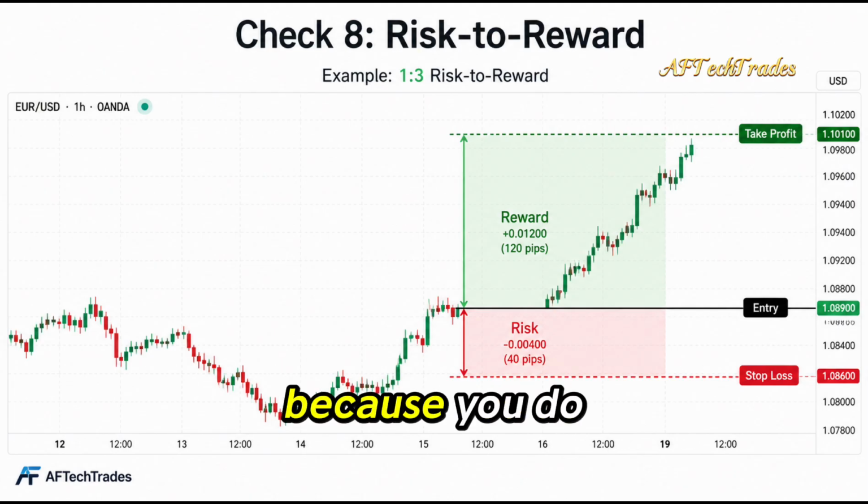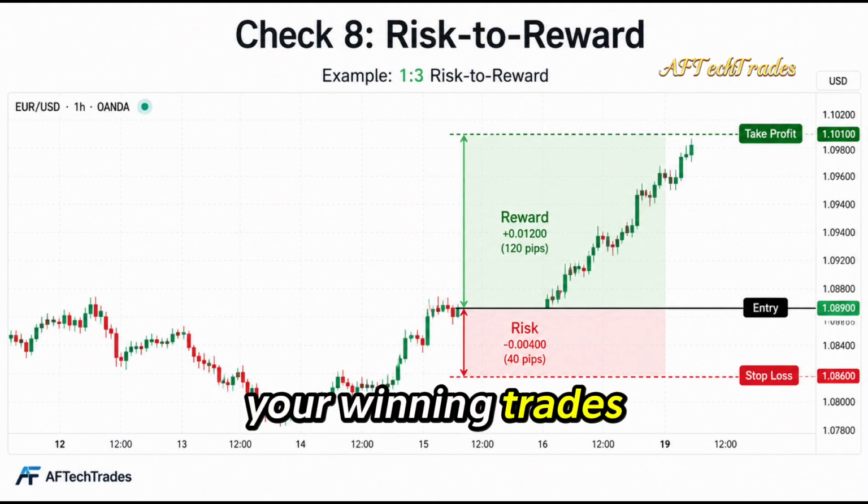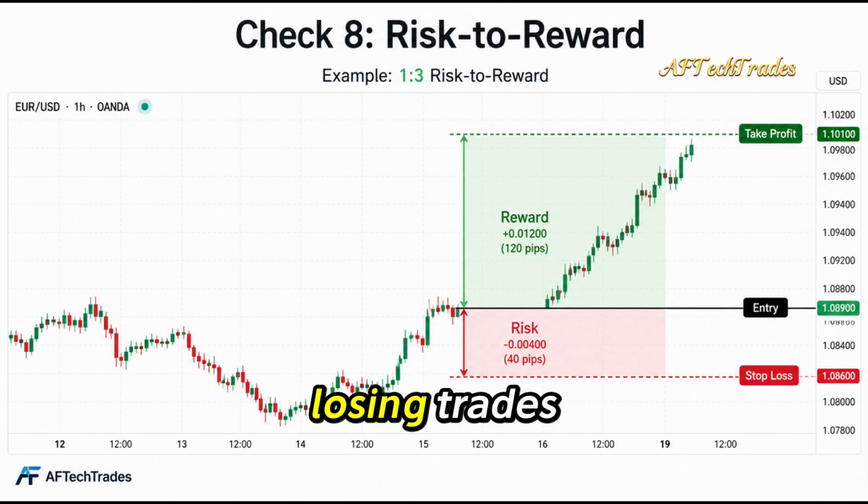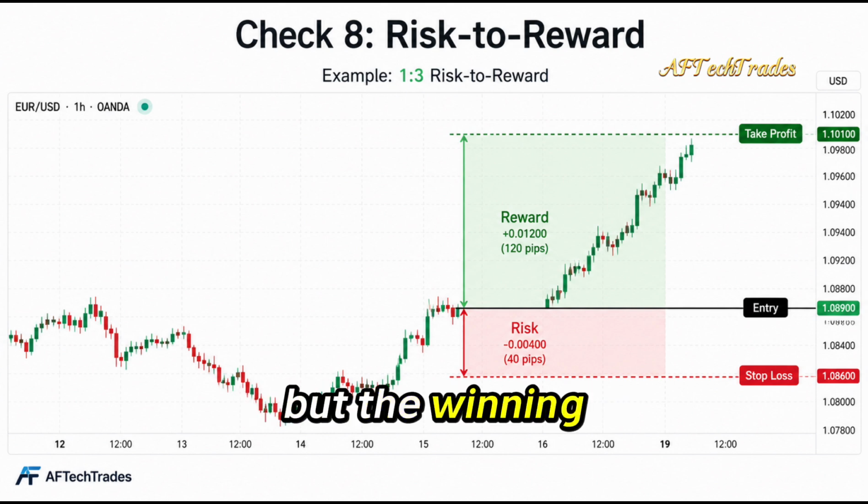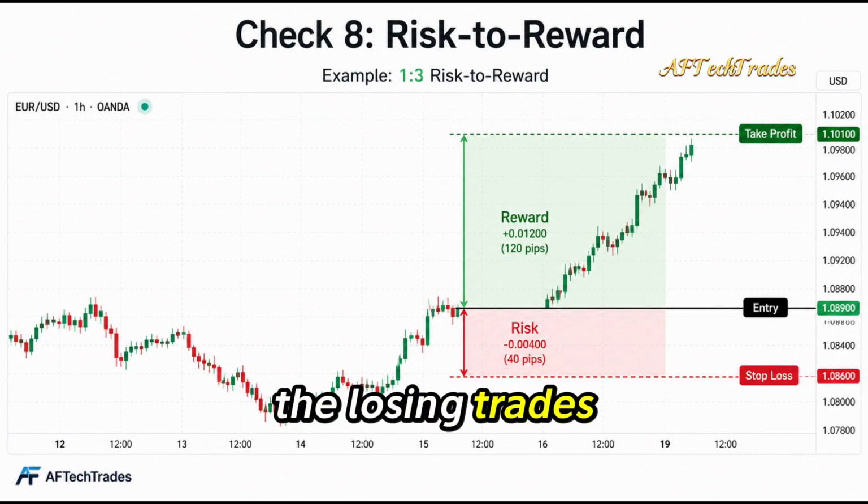This is very important because you do not need to win every trade to grow as a trader. But your winning trades must make sense compared to your losing trades. Imagine a trader wins 5 trades, but each win is very small. Then one loss comes and wipes out all the profit. That trader may feel like they are winning often, but the account is not growing because the risk to reward is poor. Now imagine another trader who does not win every trade, but the winning trades are bigger than the losing trades.